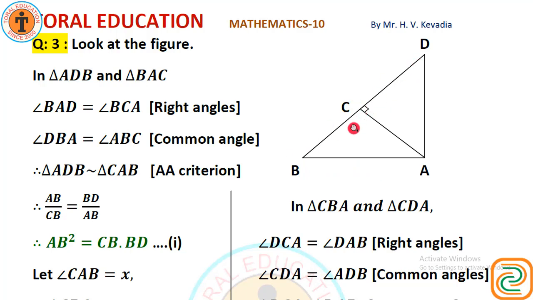Okay, let's take triangles ADB and BAC. ADB is the full triangle and BAC is the half triangle. BA is common, and angle BAD equals angle BCA. BAD is a right angle, and BCA is also a right angle, both are right angles. Angle DBA equals angle ABC, a common angle.